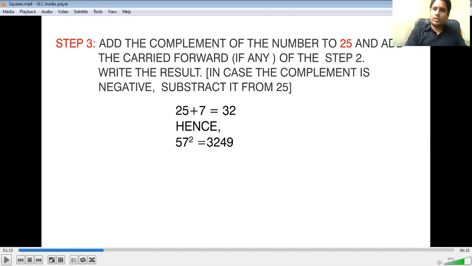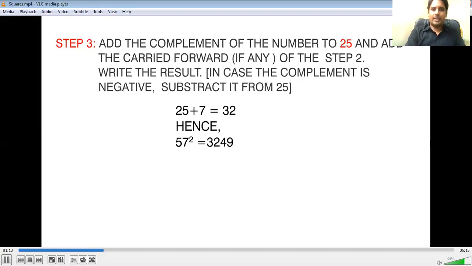Friends, you just need to remember 3 steps. Step 1, complement from 50. Step 2, square of the complement. Step 3, 25 plus minus complement. So in this case, when we were finding the square of 57, the complement is ideally very easily visible. So only 2 numbers should flash in your mind: 7 square 49, 25 plus 7 32, hence our result is 3249.